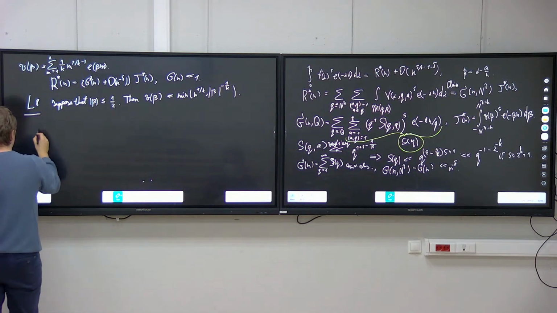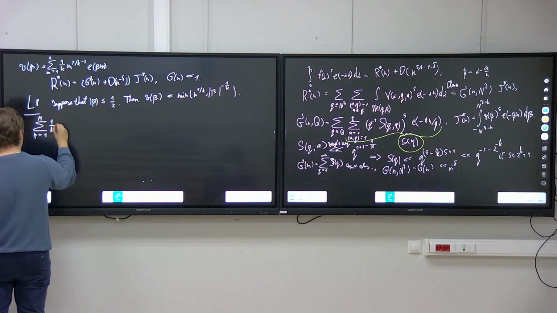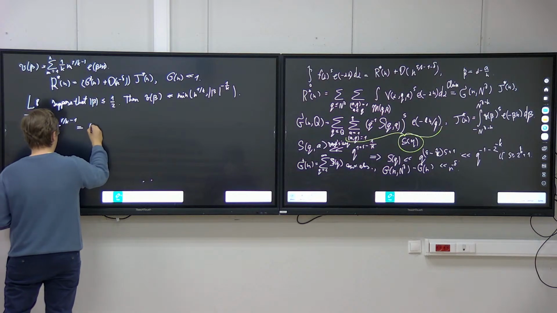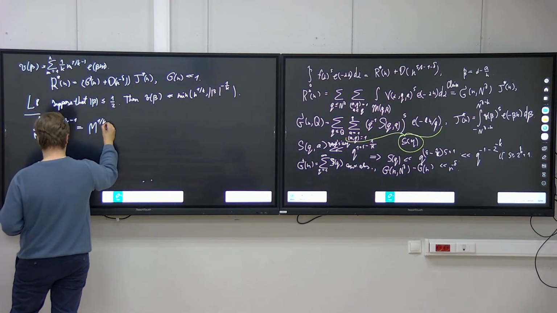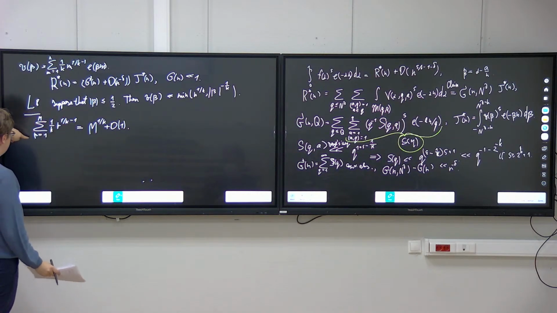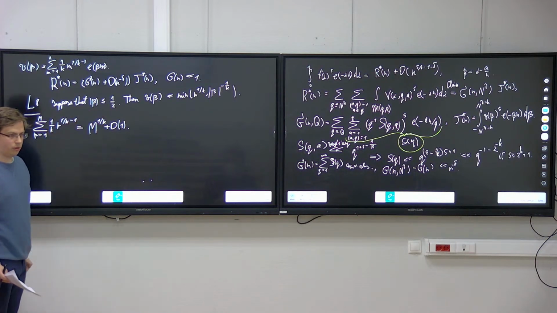First of all, some remarks. We want to estimate such sum, 1/k minus 1. And this is m to the power 1/k plus O(1). Again, because the integral of this is m to the power 1/k.